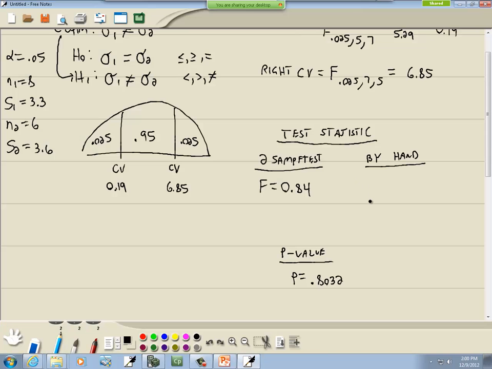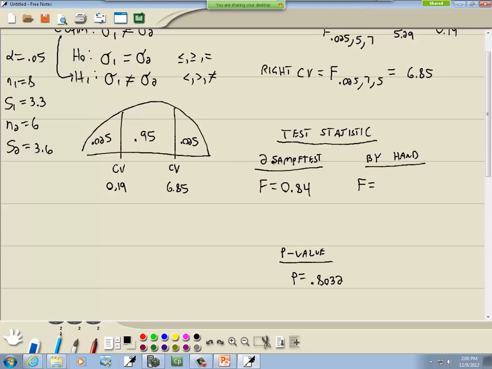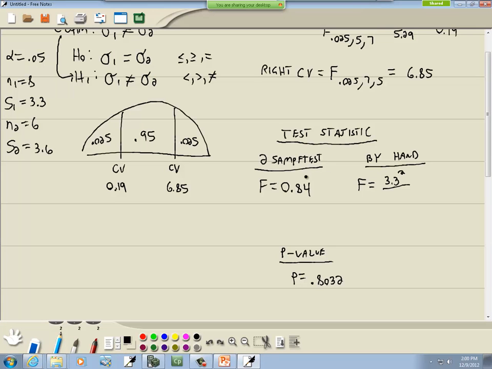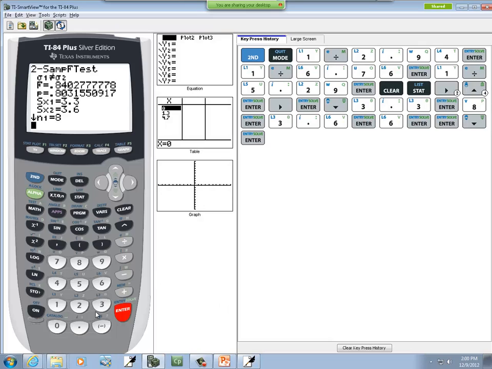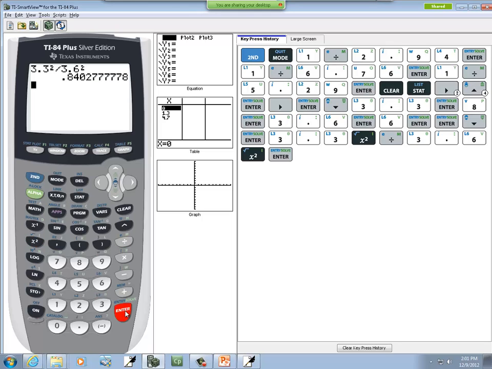Okay, this is our formula. It says F naught, but you can do F naught. You want to take your S1 squared. That's our sample variance. So S1 was 3.3. So we have 3.3 squared over, and then S2 squared, which was 3.6 squared. So 3.3 squared divided by 3.6 squared. And we get 0.84.